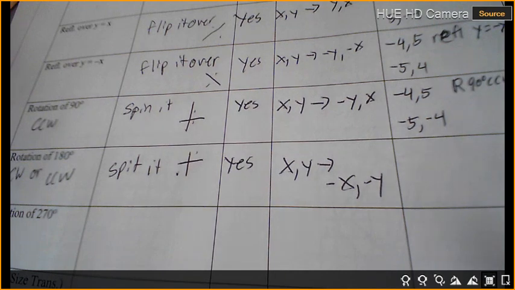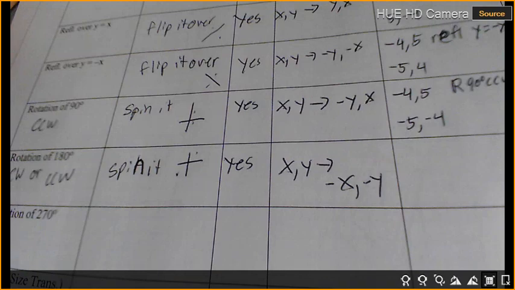Oh, I put spit too instead of spin. That should be an N. Spin it, not spit it. Please don't spit in class.